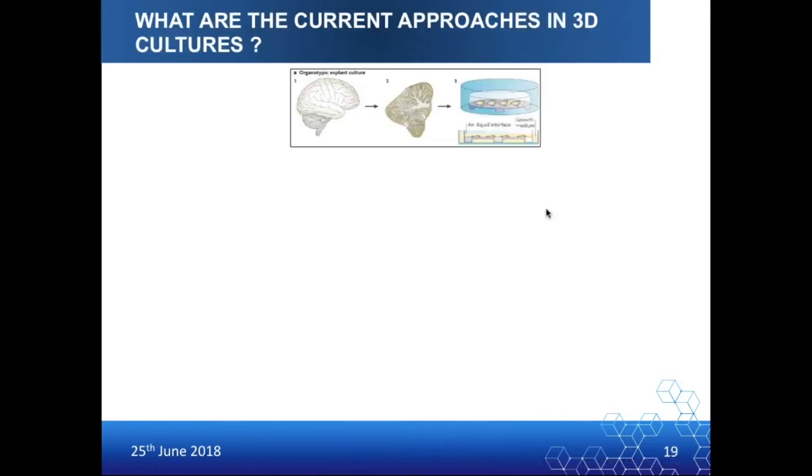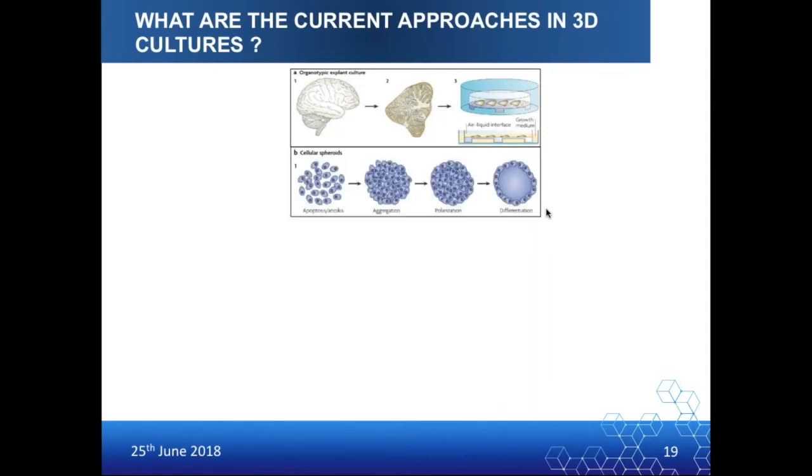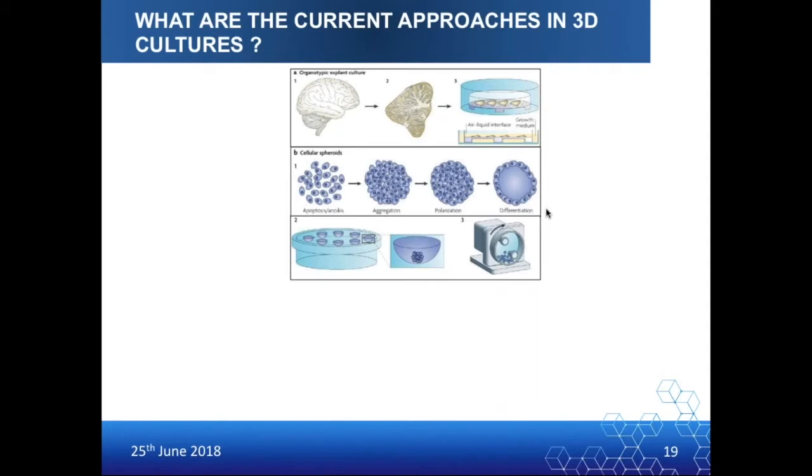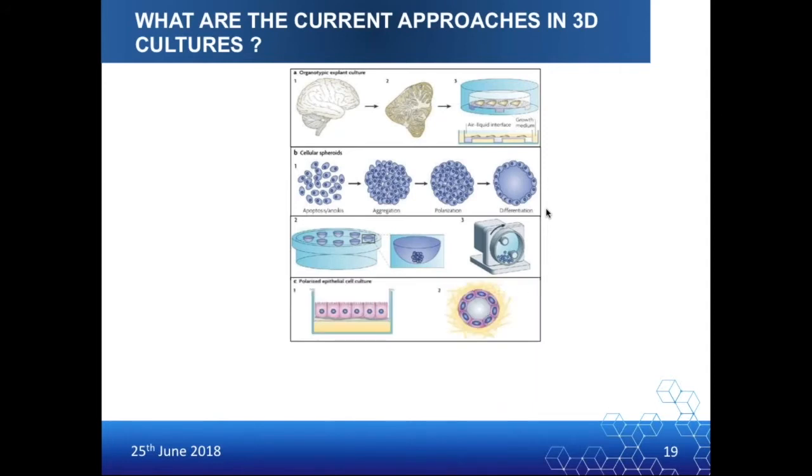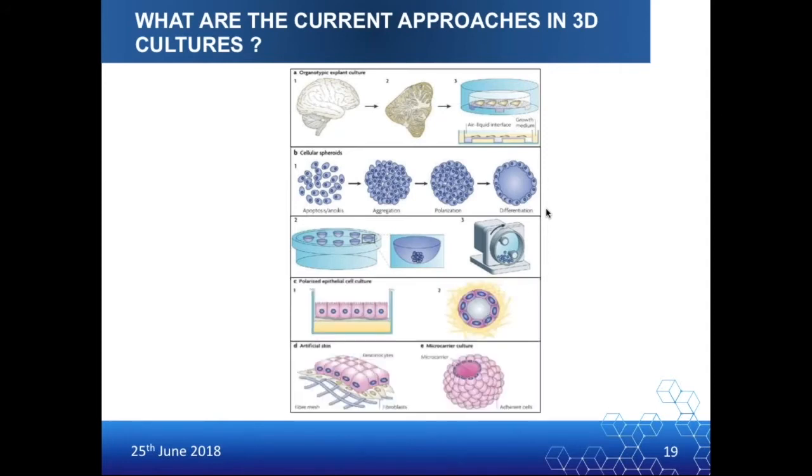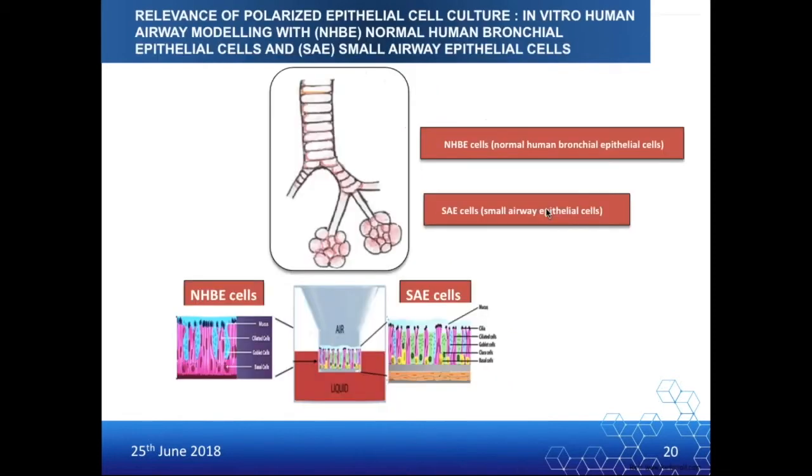And now I give you just a short overview. What are the current approaches in 3-dimensional cultures? So on the one hand, you can do organotypic explant cultures, you can do cellular spheroids, you can do hanging drops, you can do polarized epithelial cell culture, which we did, or you can also take artificial skin or microcarrier cultures. And we did take the Transwell cultures, and for this we used primary cells.